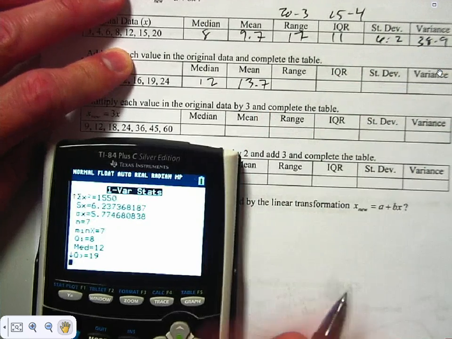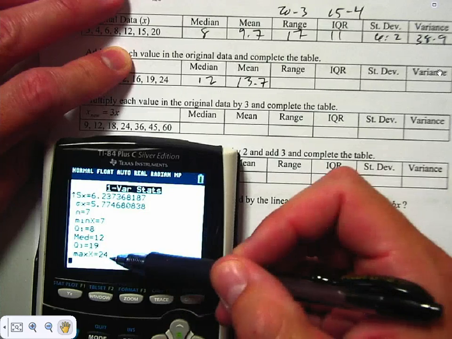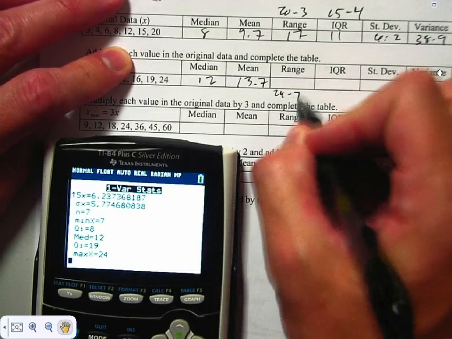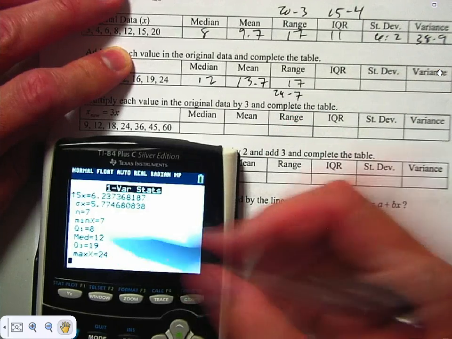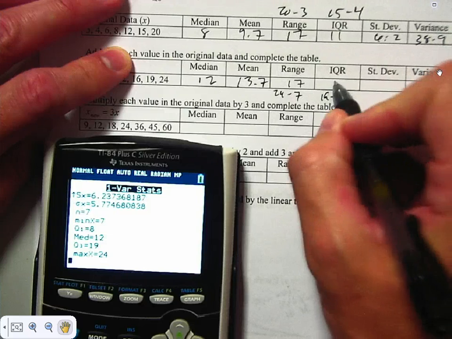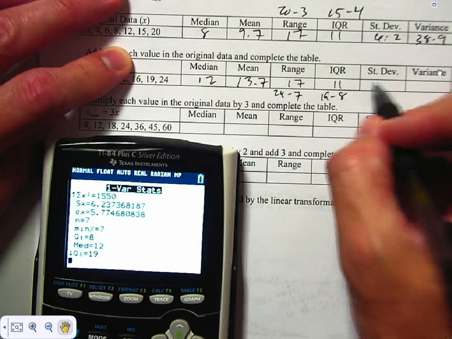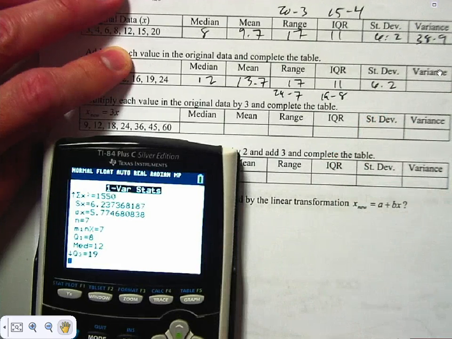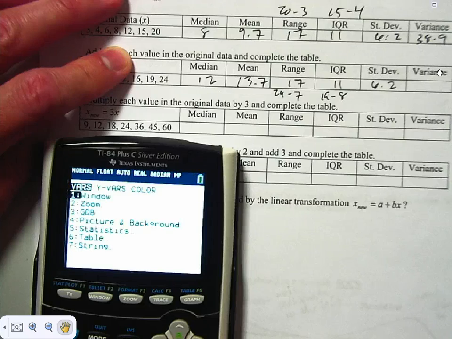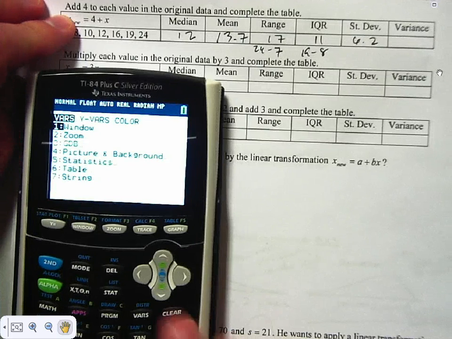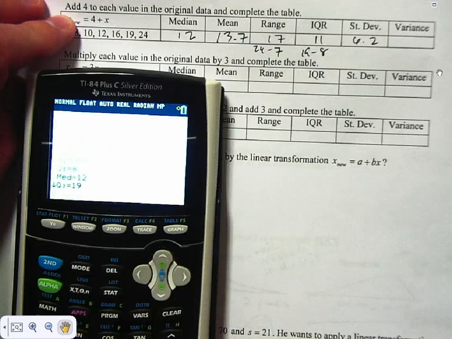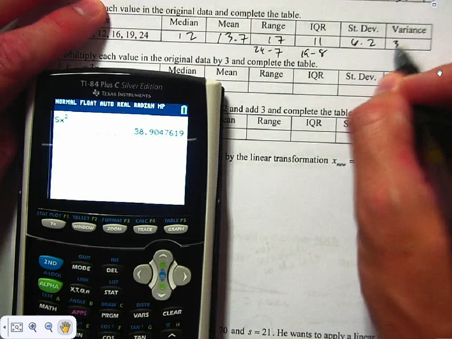Our new range, our max minus min, is going to be 24 minus 7, which is still 17. Our IQR is going to be Q3 minus Q1, which is 19 minus 8, which is now 11. Our standard deviation is 6.2. And then again, our variance, we can go to VARs, down to statistics, go grab our S sub x, square it. And we get 38.9.